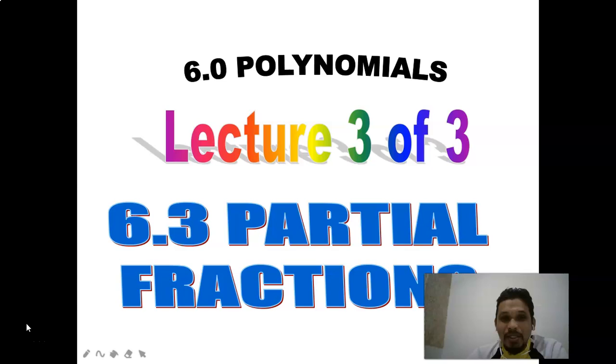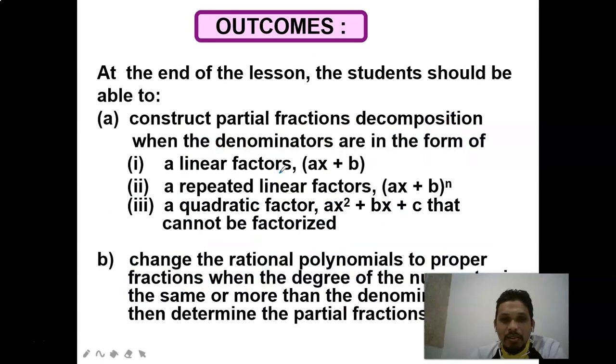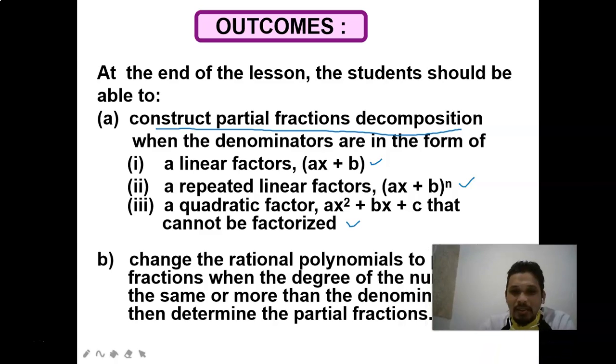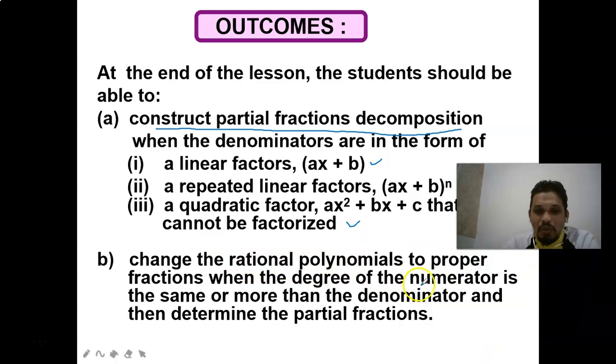As you see on the screen now, we are in lecture 3 of 3, the last final part for topic 6, polynomials: partial fractions. Students should be able to construct partial fraction decomposition. We have linear factors, repeated linear factors, and a quadratic that cannot be factorized. Also, change the rational polynomial to a proper fraction when the degree of the numerator is the same or more than the denominator of the partial fractions.